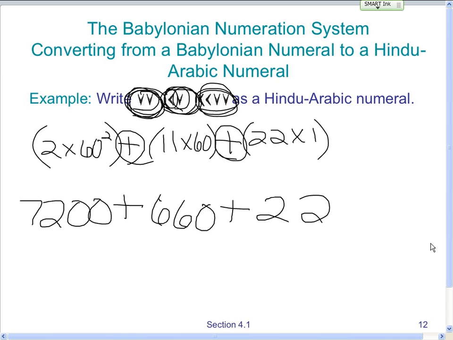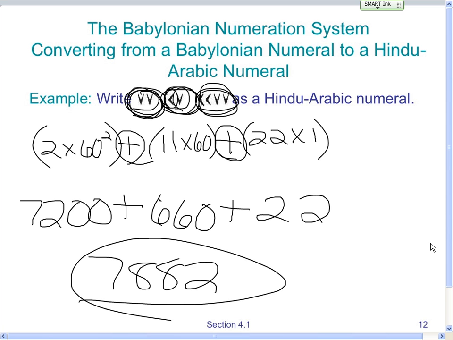Okay. Now you're going to add those up. So I have 7,200. I want to add 660. I want to add 22. Correct answer, 7,882 would be that Babylonian number converted to a Hindu Arabic number.